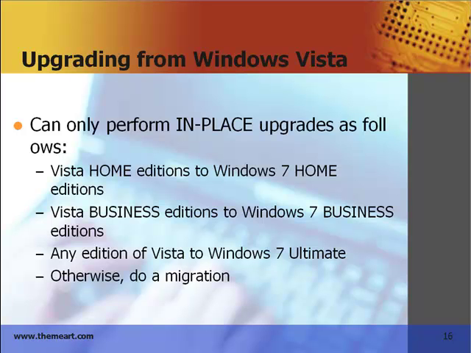We mentioned here with Vista, Vista Home can upgrade to Windows 7 Home. Vista Business can go to Windows 7 Business. Any edition of Vista can go to Windows 7 Ultimate. And again, when we talk about the in-place upgrade, we're talking about an automated upgrade process where you pop the DVD in and you tell it, I wish to upgrade the existing operating system.